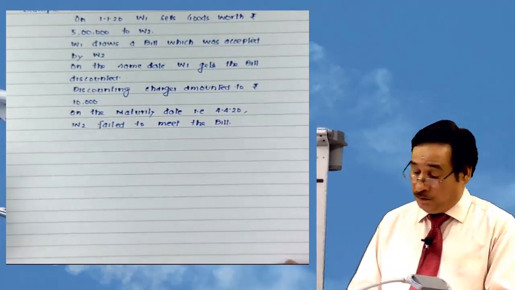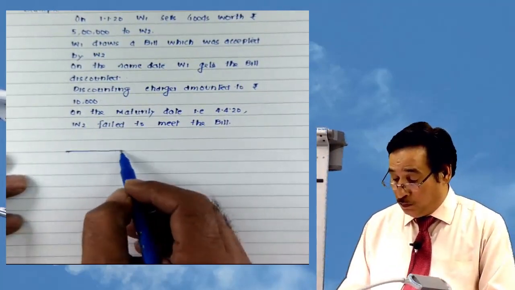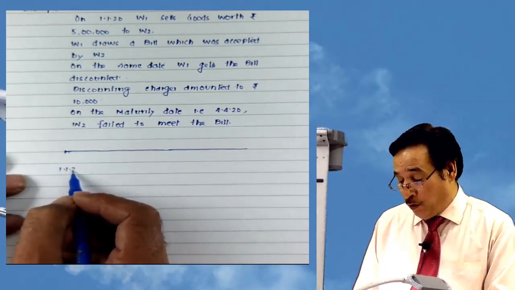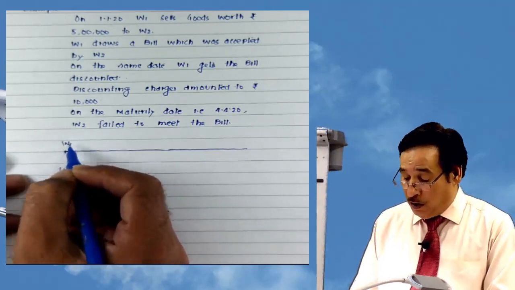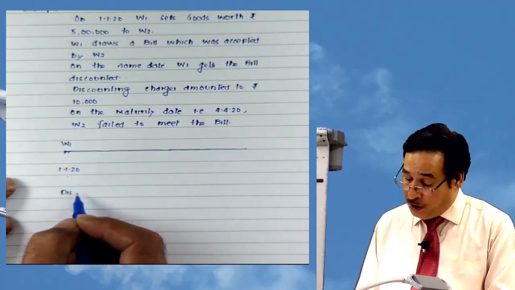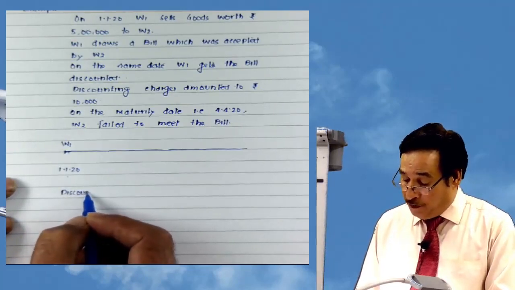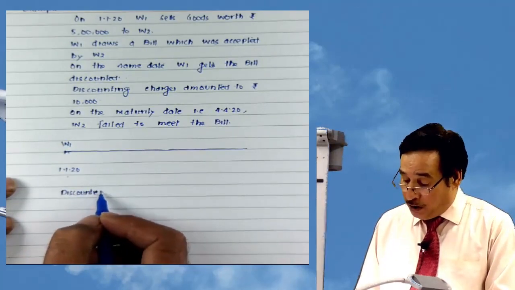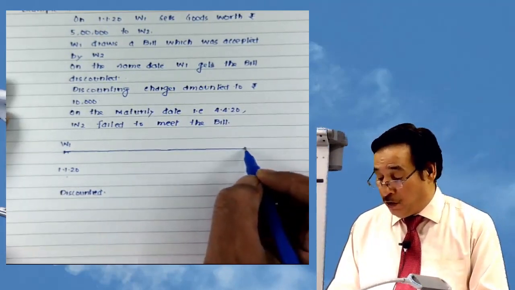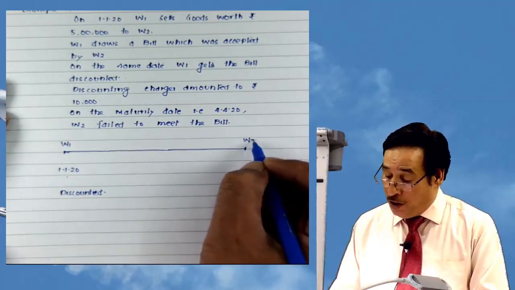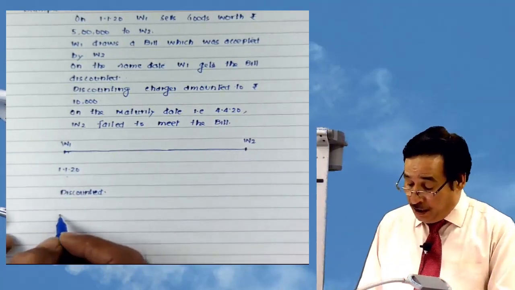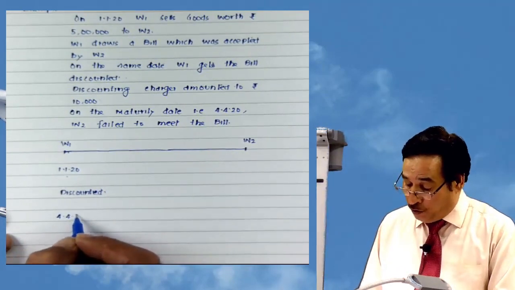Now in this question, it is given to you that on 1-1-2020 W1 sells the goods, and he also receives the bill on this date, and also gets the bill discounted on this date. That means the bill is discounted on this date itself, and discounting charges are given to you. When the bill is discounted on this date, it means on the date of maturity, the bill is not in the hands of W1. On the maturity date, the bill is in the hands of the bank. The maturity date is given to you, 4th of April 2020.